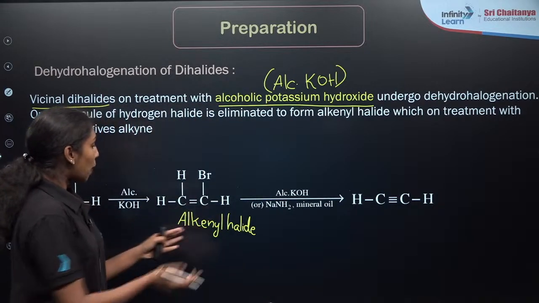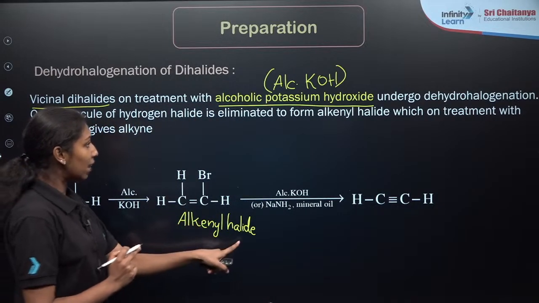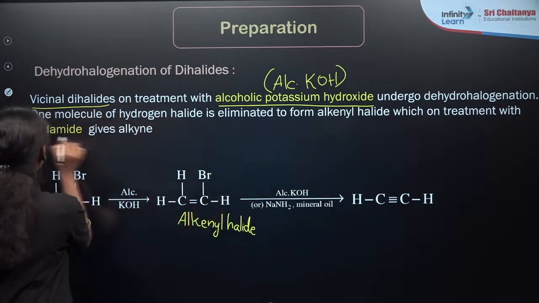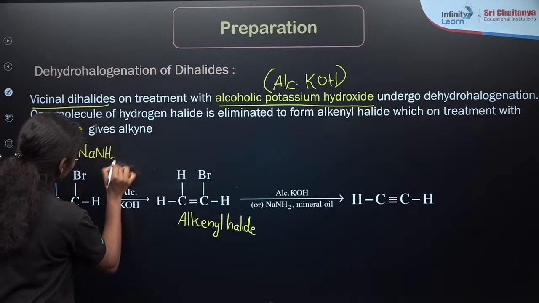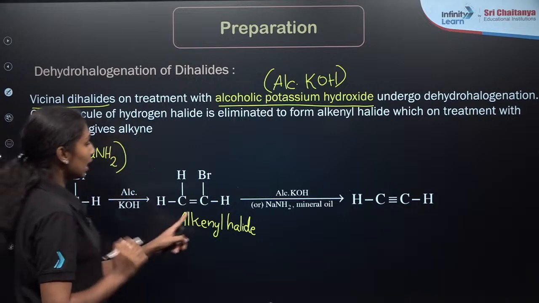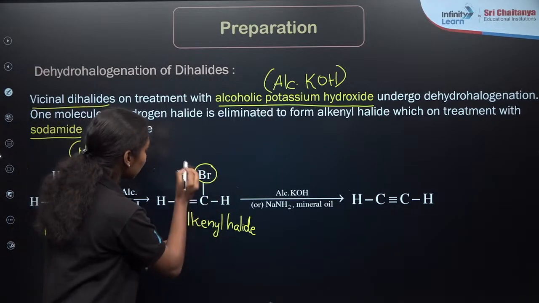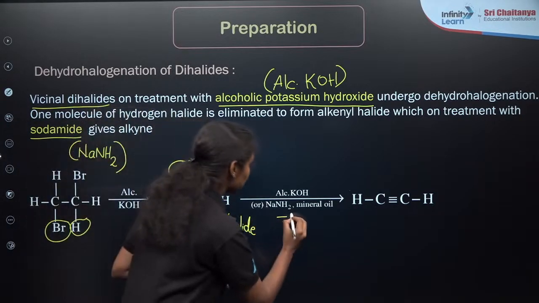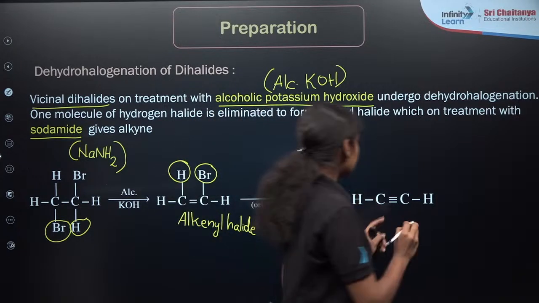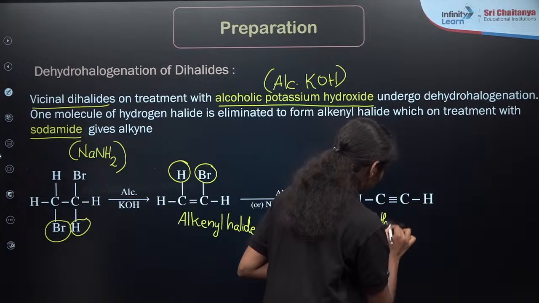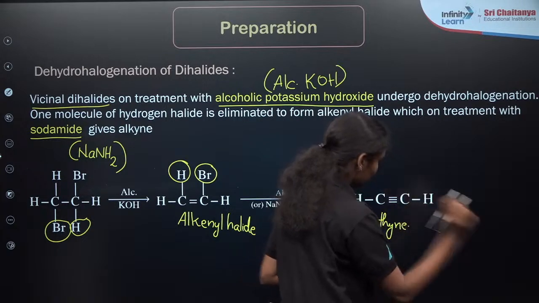Now after that, I am treating this particular alkenyl halide with sodamide. Sodamide means NaNH2. What I am observing here, similarly, another bromine and another hydrogen are released as minus HBr to form a triple bonded compound, which means acetylene or ethyne is the product here. Is that clear?